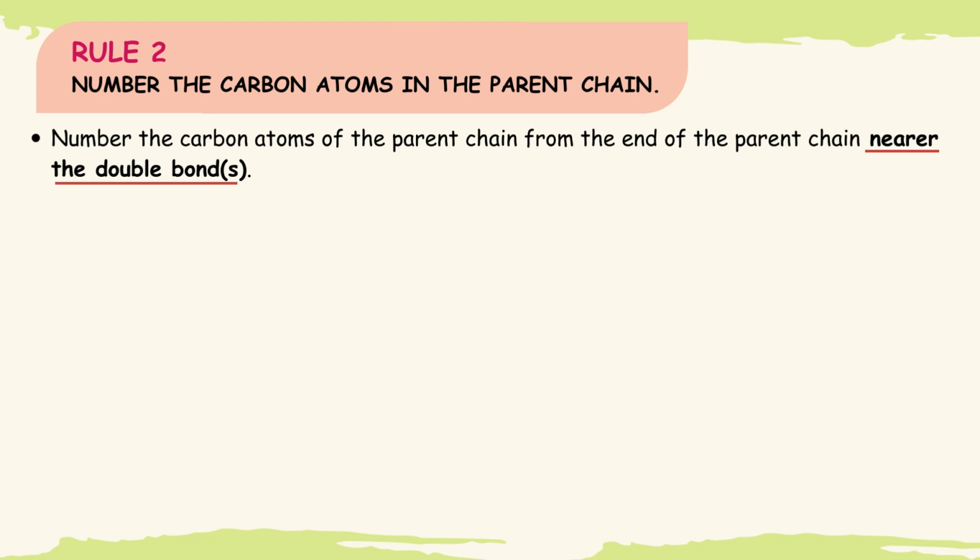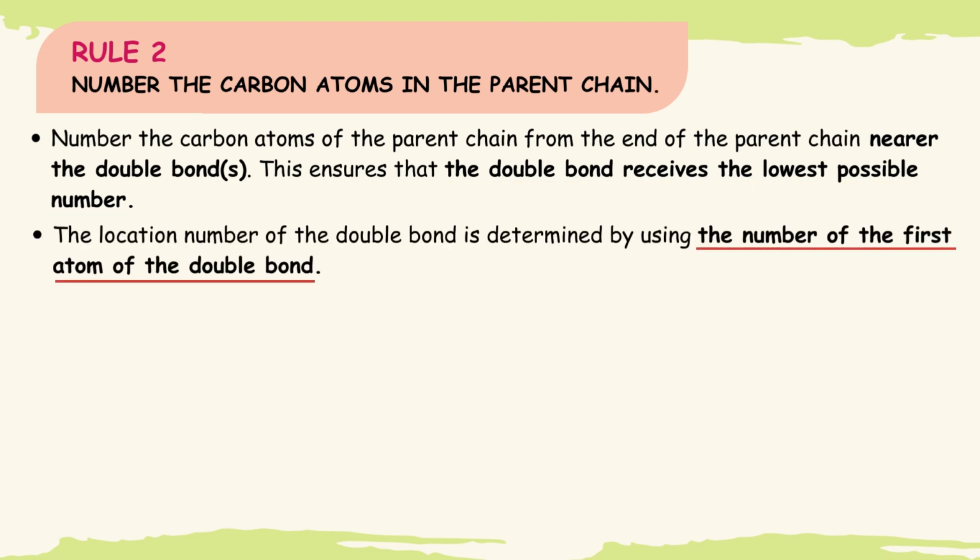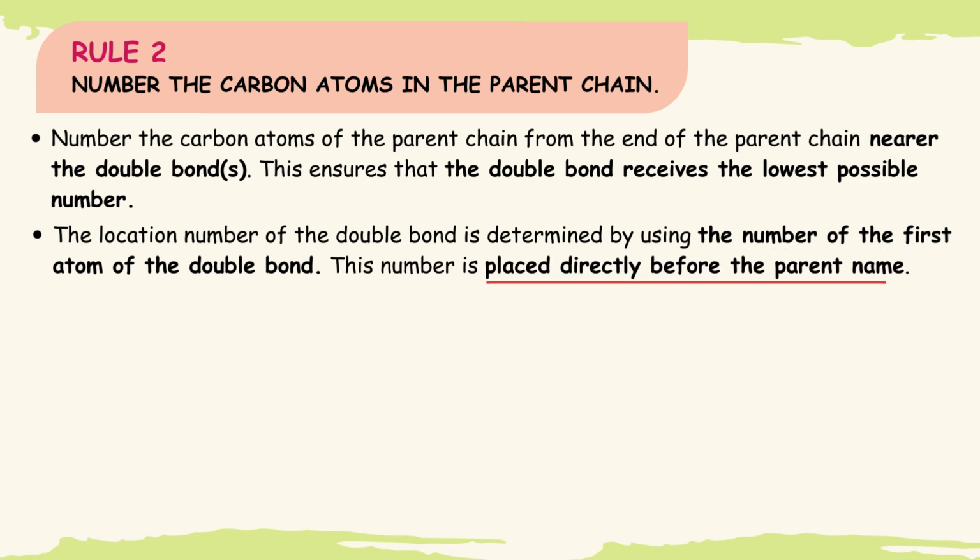Always remember that the numbering should begin from the end of the parent chain nearer the double bond. This ensures that the double bond receives the lowest possible number. The location number of the double bond is determined by using the number of the first atom of the double bond. This number is placed directly before the parent name.